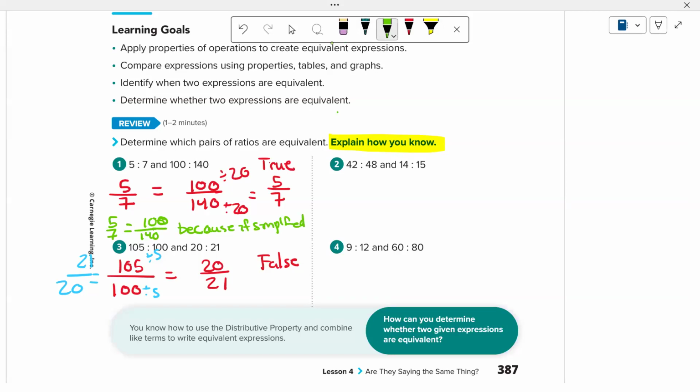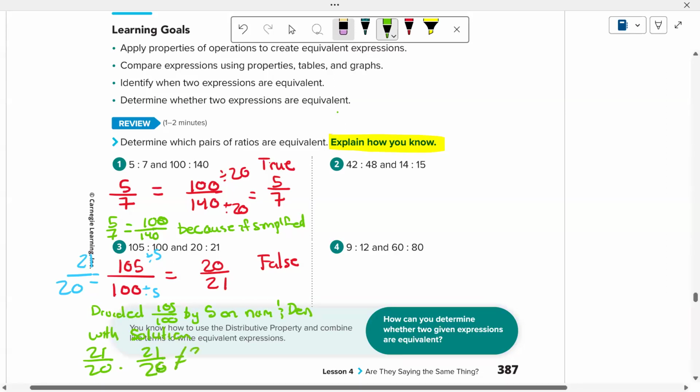For the next one, I divided 105 over 100 by 5 on numerator and denominator, with the solution being 21 over 20. Oh crap, my computer's being weird. 21 over 20 does not equal 20 over 21.